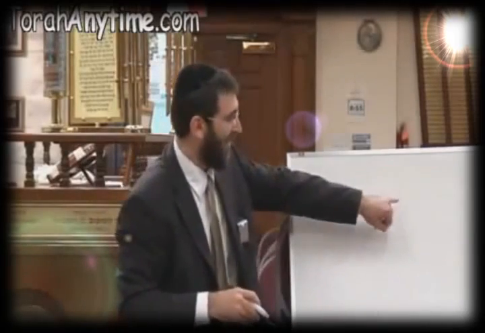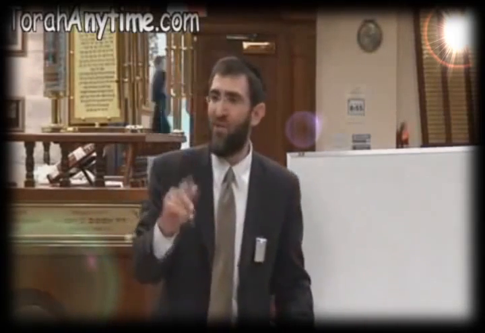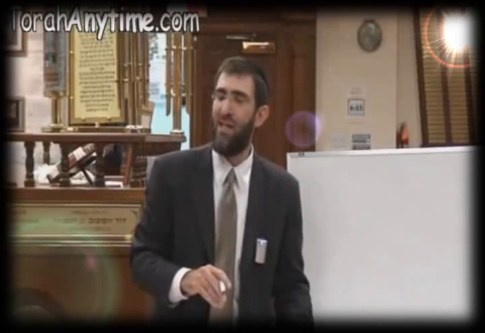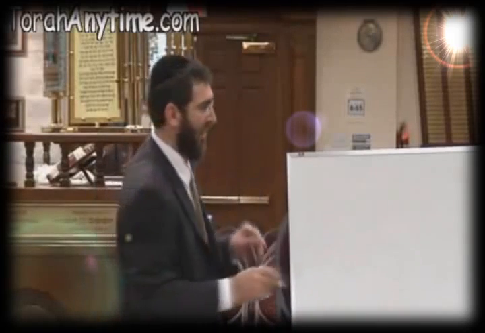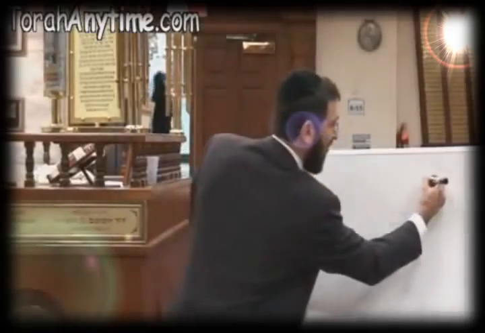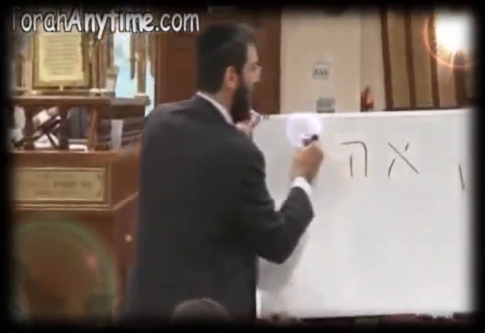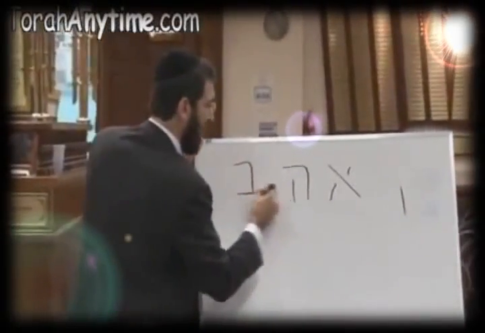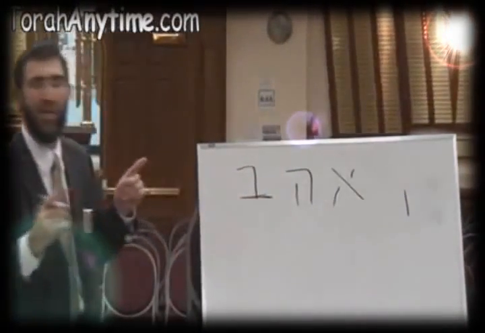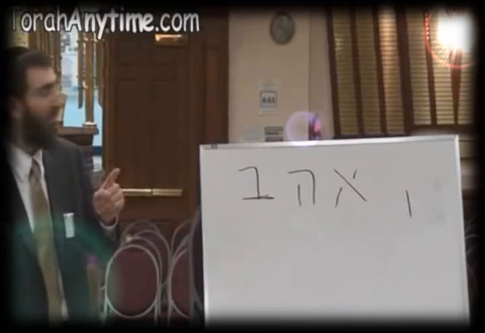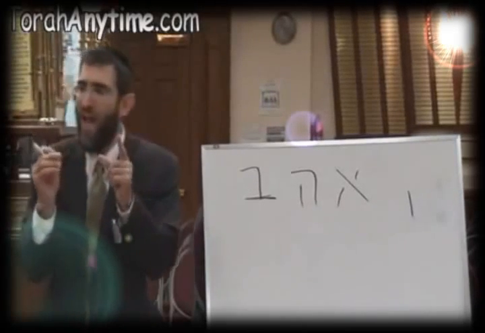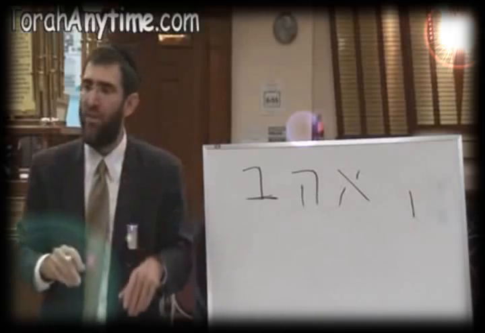Okay. But let's see if we can give a better definition than that. How do we say love in Hebrew? Let's look at the first one. Look at the verb. Ahav. These three letters are the three letters that Hashem used to create the reality called love.